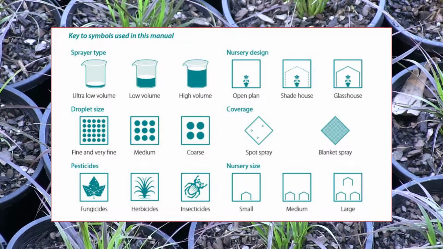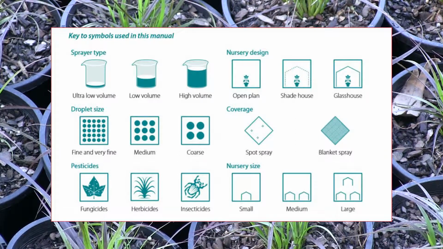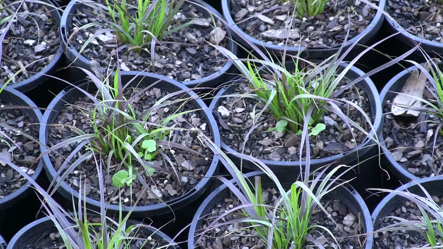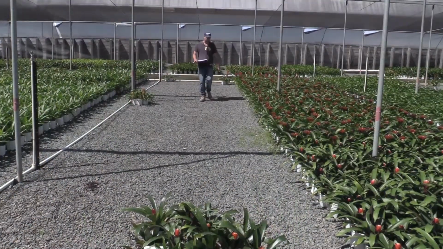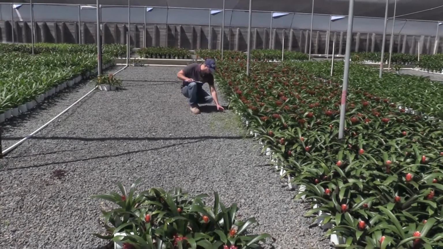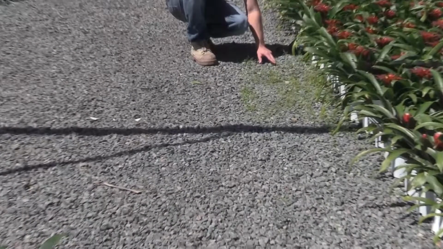The user must be familiar with all protocols, terminology and symbols used in relation to the chemical application. This includes pesticide types, droplet size, nursery design, expected coverage and nursery size that may be suitable for each type of application equipment. Also, choosing the right spray equipment and using it correctly is a critical factor in ensuring success of a well-considered pest management program. There are several steps to a pesticide pest management application program that must be considered.